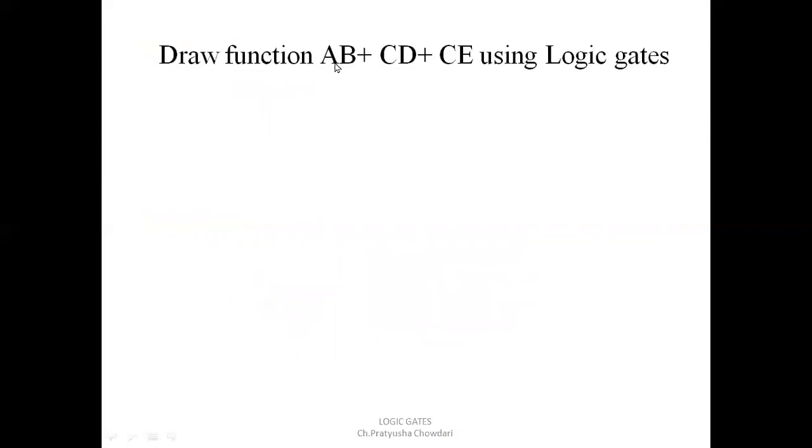Draw the logic diagram for the expression AB plus CD plus CE. Here, if you check, there are three product terms: AB, CD and CE. These three are going to be inputs to an OR gate. So the OR gate must have three inputs. In order to perform the product terms, we use the AND gate. So we require three 2-input AND gates and one 3-input OR gate to realize it.